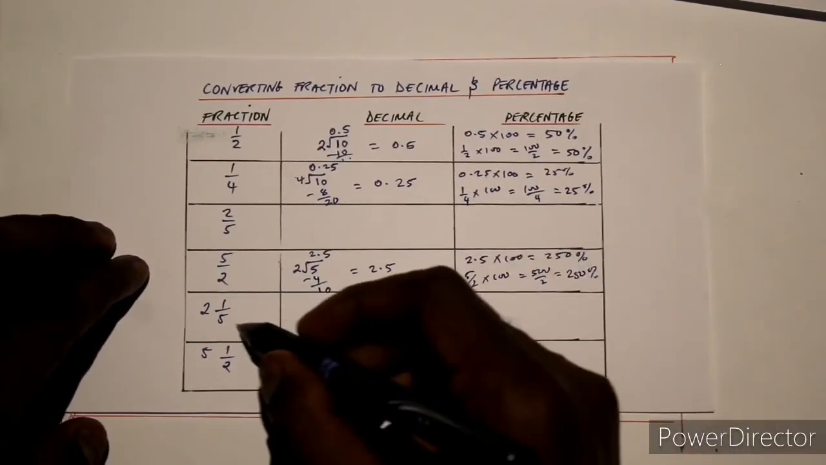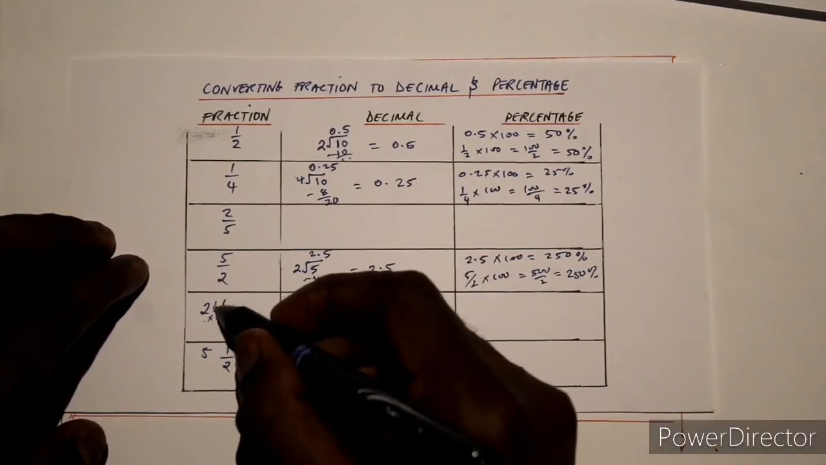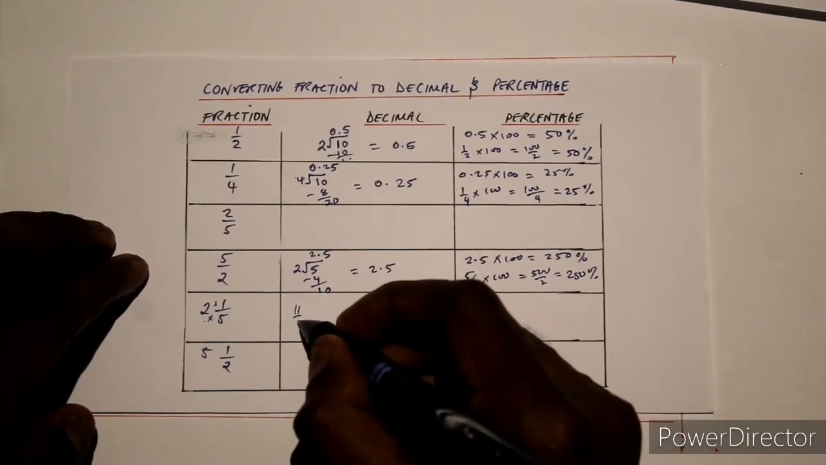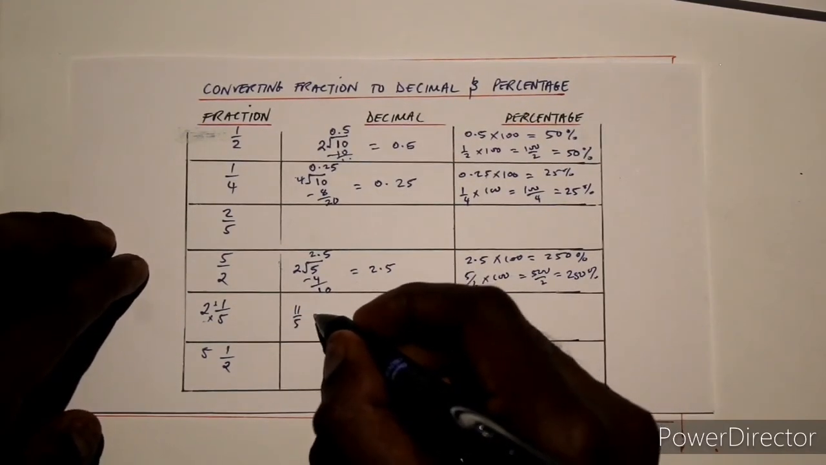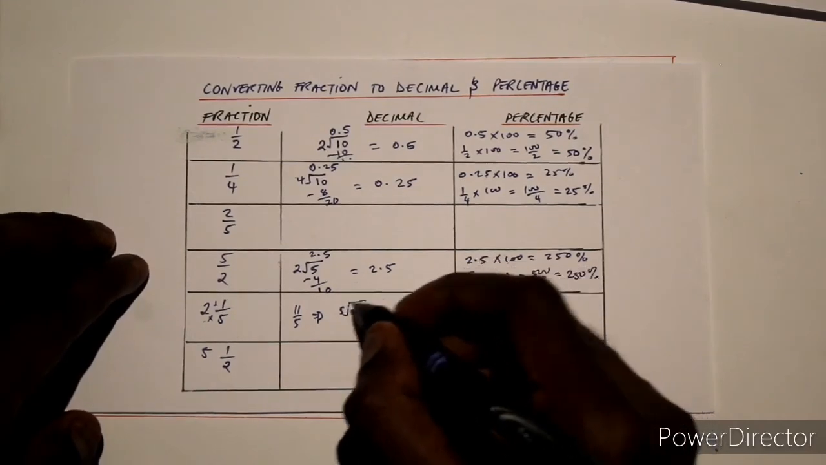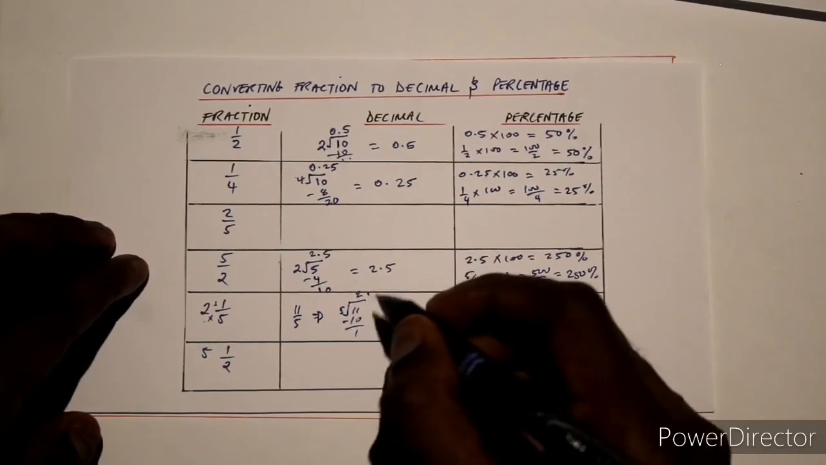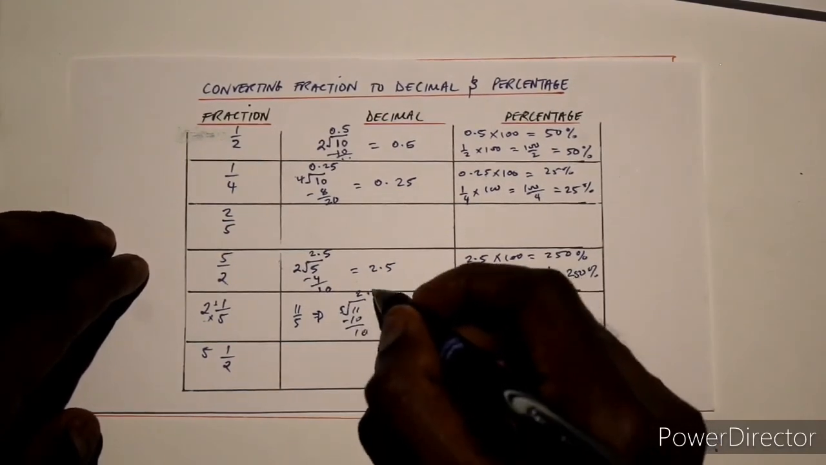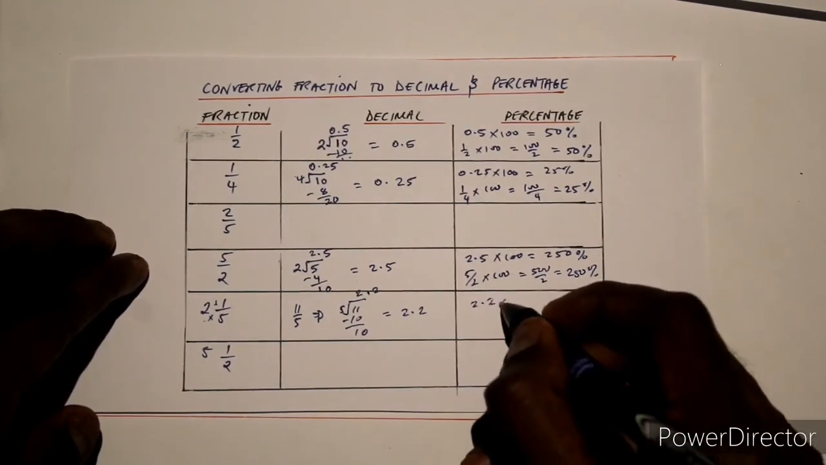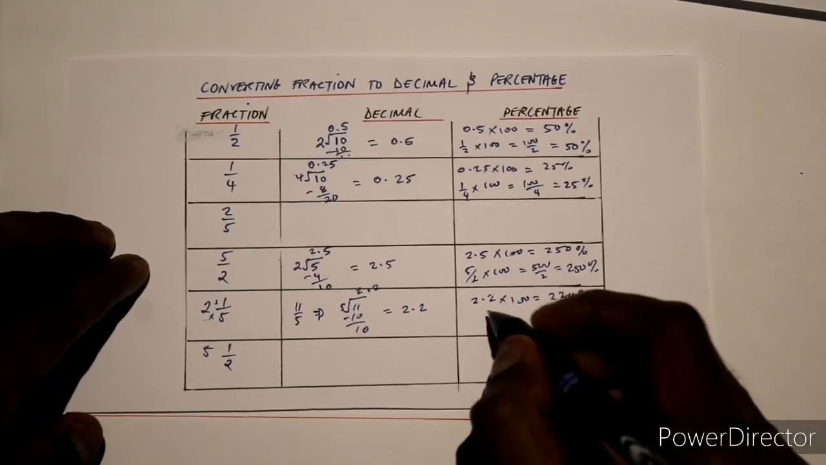Okay, when you have mixed numbers, then you convert to an improper fraction first. 5 times 2 is 10 plus 1 is 11 on 5. So to find the decimal, it's 5 into 11. You should have 2, that's 10. Remainder 1, add 0, 5 into 10 is 2, so you should have 2.2. So 2.2 times 100 is 220%.